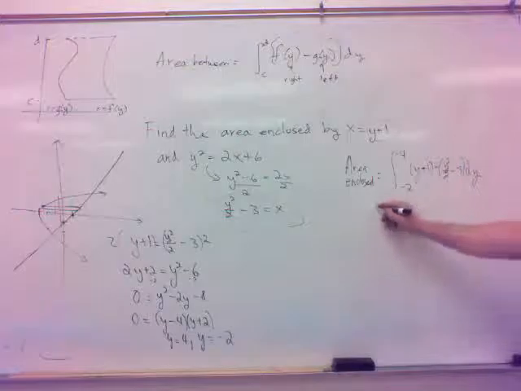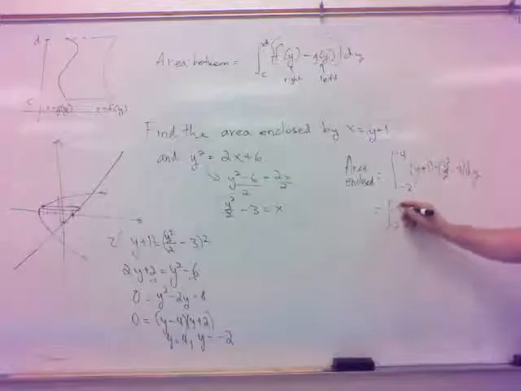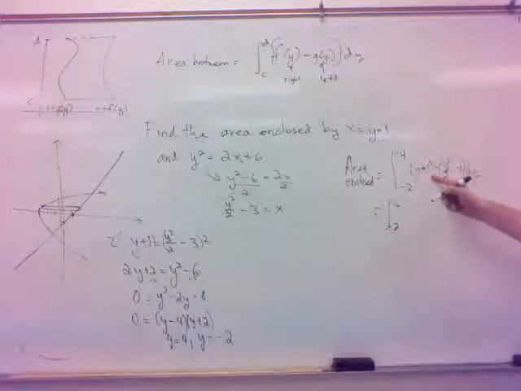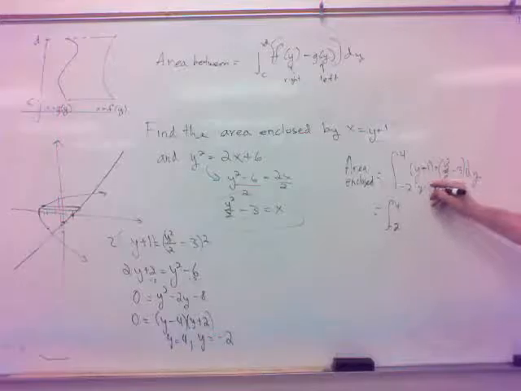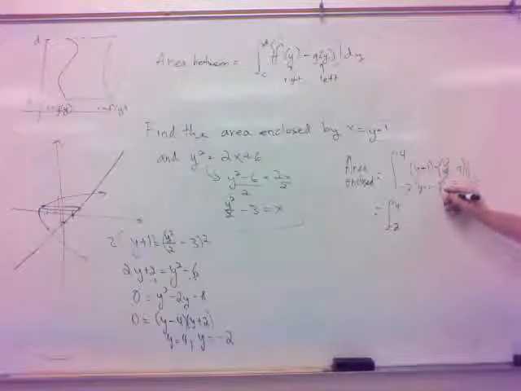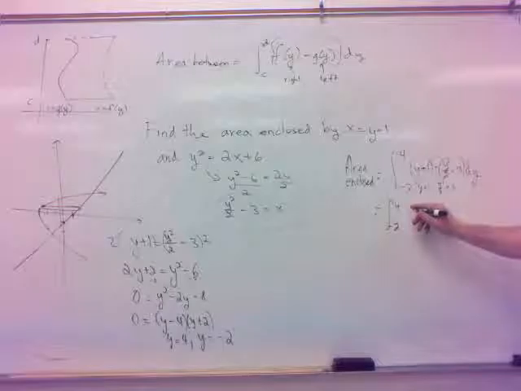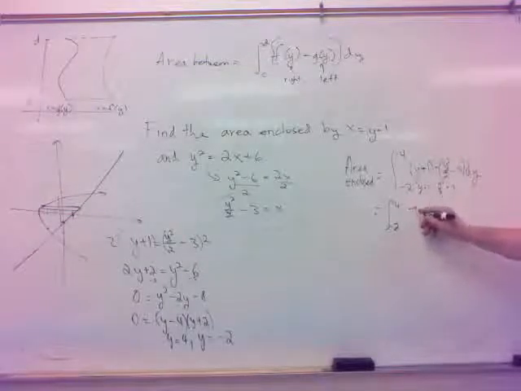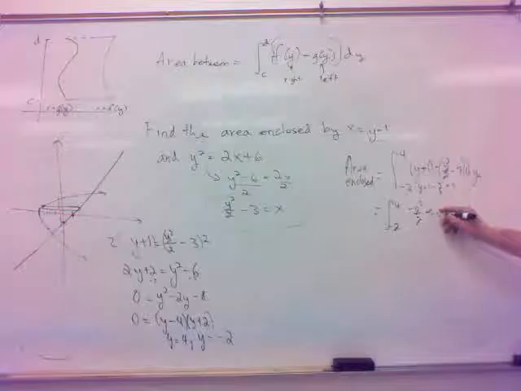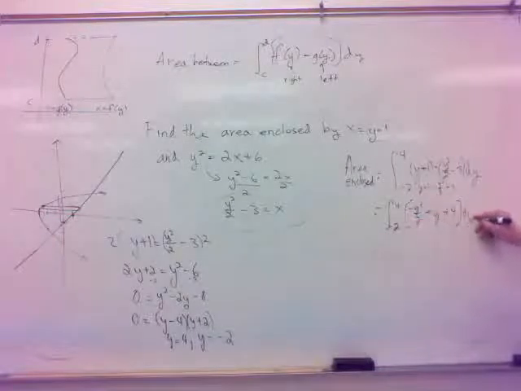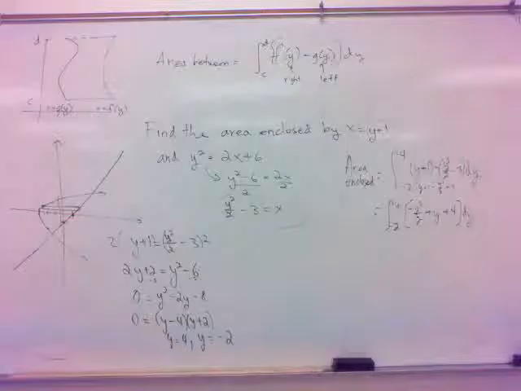A little bit of simplifying, isn't it? We have negative 2 to 4, y plus 1 minus y squared over 2 plus 3, wouldn't it? So it'd be, however you want to write that, minus y squared over 2 plus y plus 4, I believe. That's the way I see it. I combine all those together. Combine like terms.